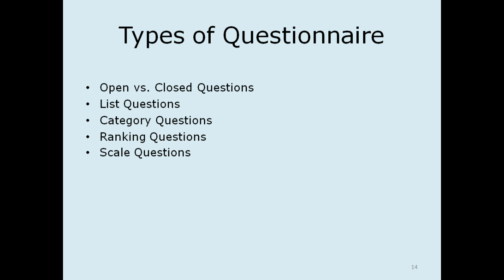Now, there's various types of questions you can put into a questionnaire, and we'll go through these now, and I'll give you some examples. So we've got open questions and closed questions. We've got list questions, category questions, ranking questions, and scaling questions. Again, this is up to you to put the questions together. My other advice is to say why you asked certain questions. Why are you asking if they're male or female? Why is that important? Why ask their age? Why is that important?